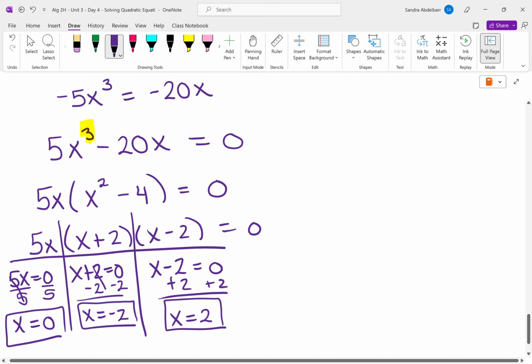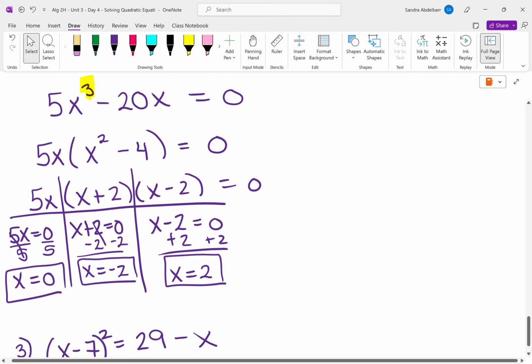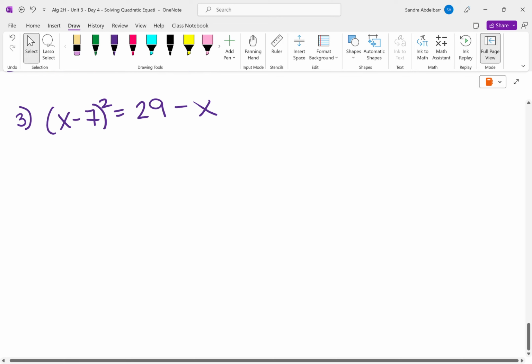This isn't a parabola because it's not squared. This is a different graph. But this graph will cross it at 3 different places.